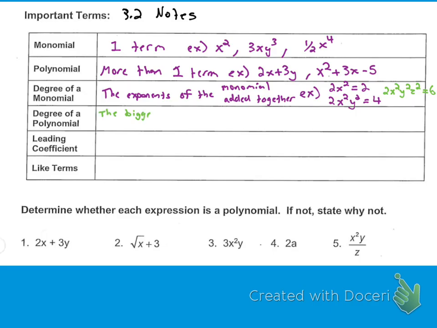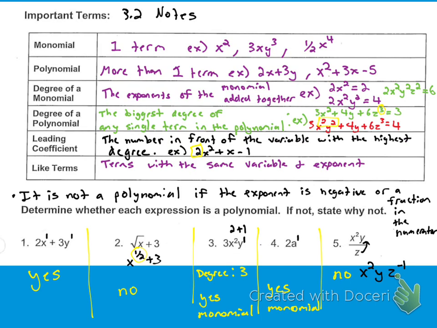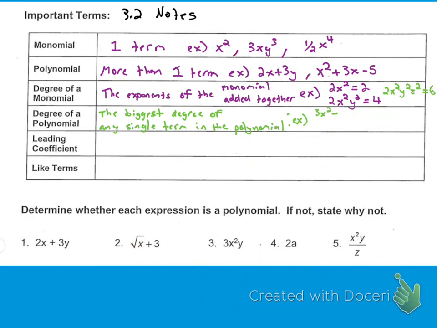Degree of a polynomial is the biggest degree of any single term in the polynomial. For example, if we had 3x squared plus 4y plus 6z cubed, the degree of that trinomial polynomial would be 3, because that is the highest degree of any single term in that trinomial.